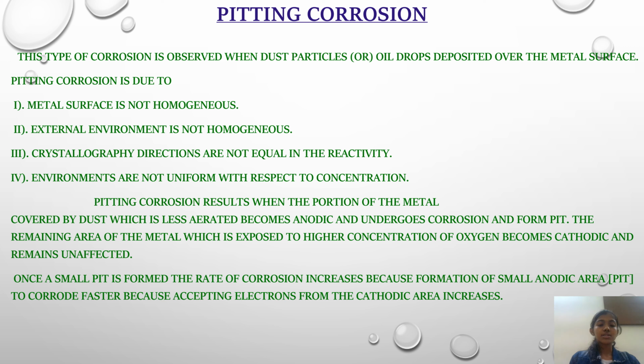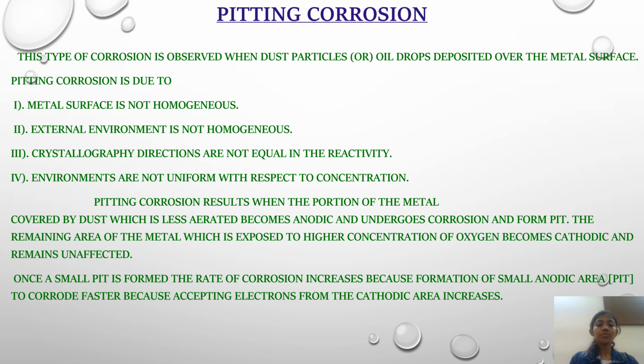Pitting corrosion results when the portion of the metal covered by dust which is less aerated becomes anodic and undergoes oxidation and gets corroded and forms pit, whereas the remaining area of the metal which is exposed to higher concentration of oxygen becomes cathodic and undergoes reduction and remains unaffected from corrosion.